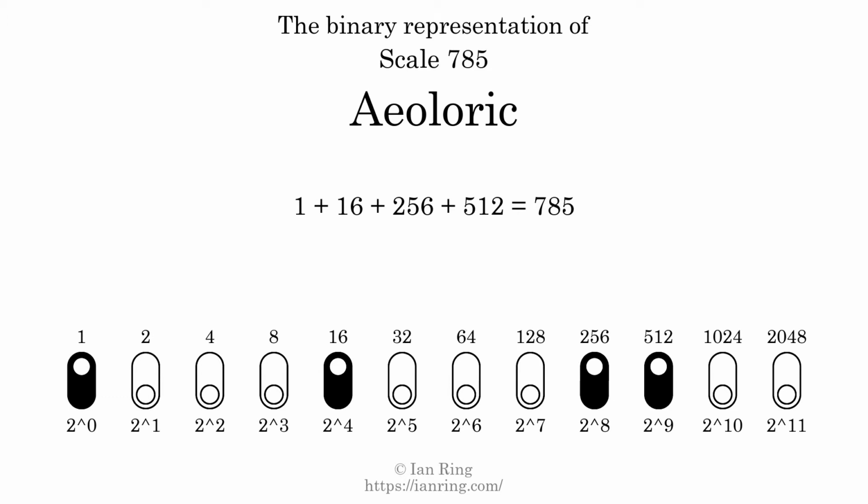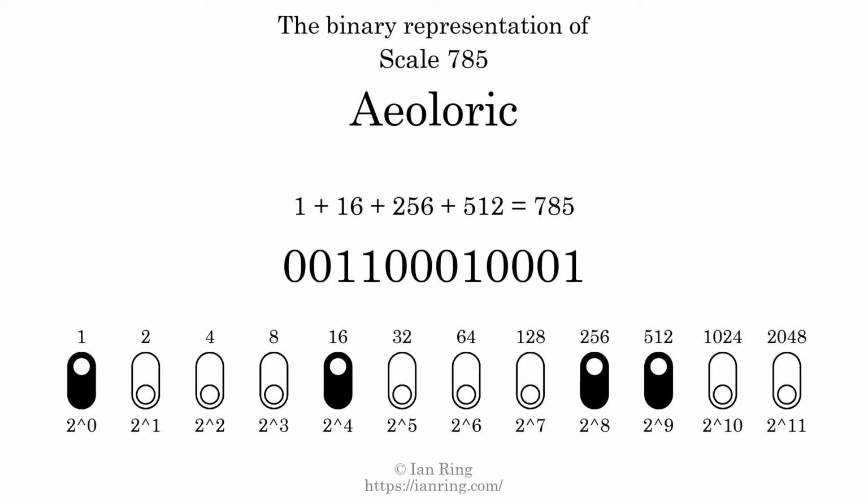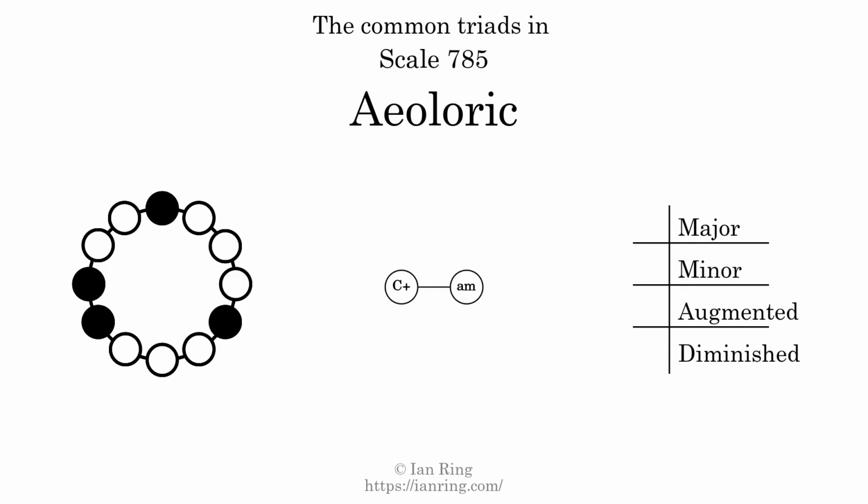The scale number not only enumerates the scale with a unique index, but it also literally describes the tonal content of the scale. Represented as a binary number in base 2, the scale number is 00110000100001. Here are the common triads present in this scale.